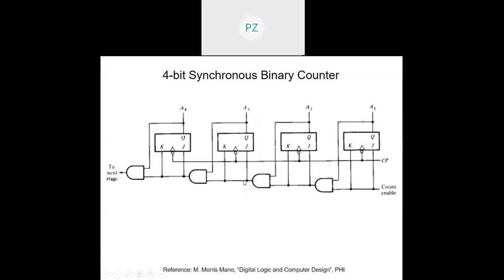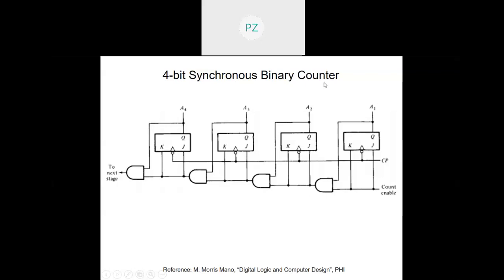This will go into toggle mode only when the count enable is high as well as A1 is high and A2 is high, right? Then only it will toggle. Similarly, this will go into toggle mode only when count enable is high, and A1, A2 and A3 all of them are high. Then it will toggle, right? So this becomes a 4-bit synchronous binary counter that way.